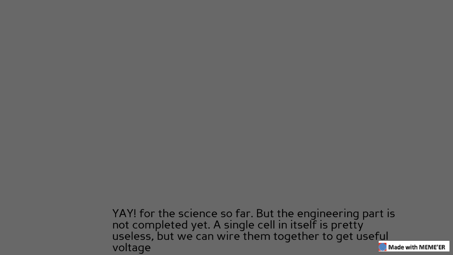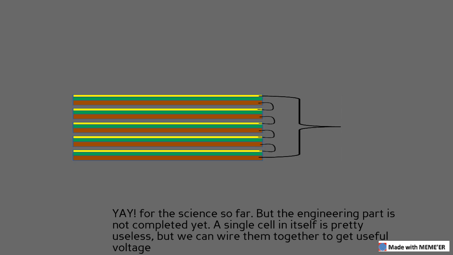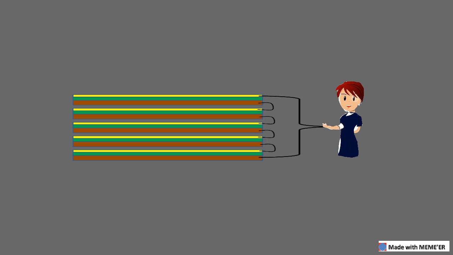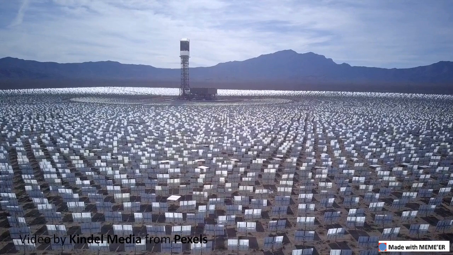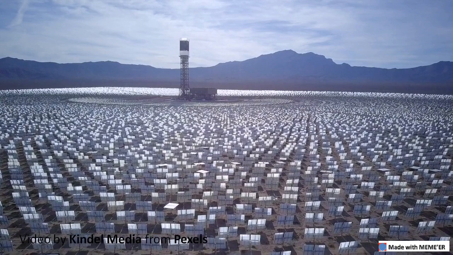Yay for the science so far. But the engineering part is not completed yet. A single cell in itself is pretty useless, but we can wire them together to get useful voltage. This is just the basics of the solar cell most commonly used commercially.